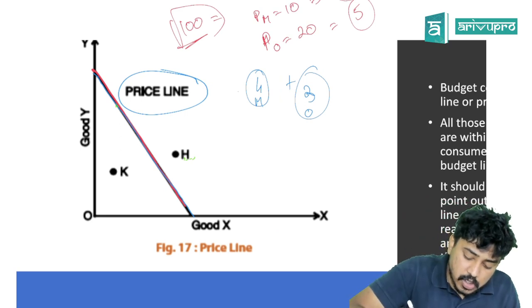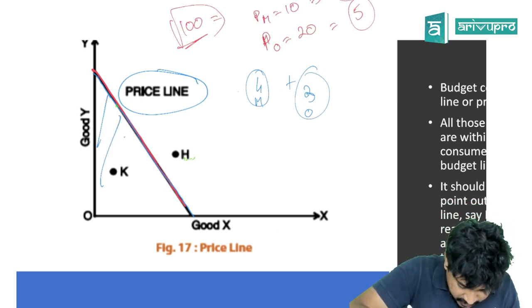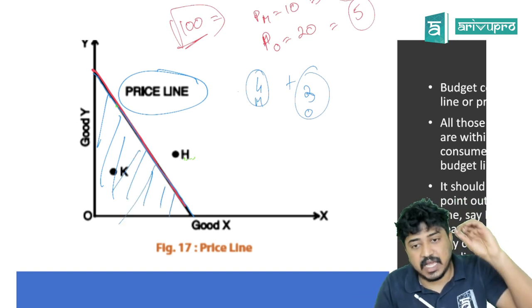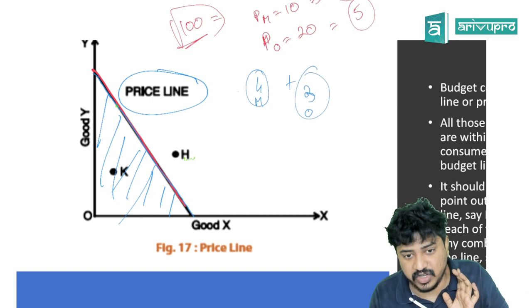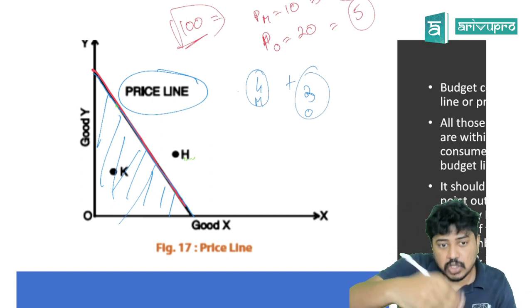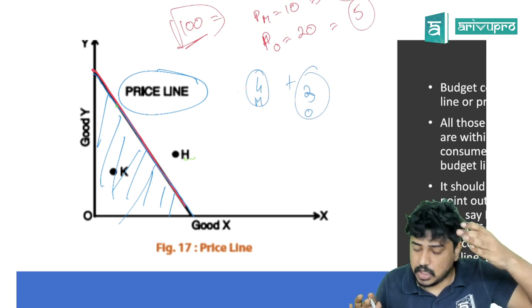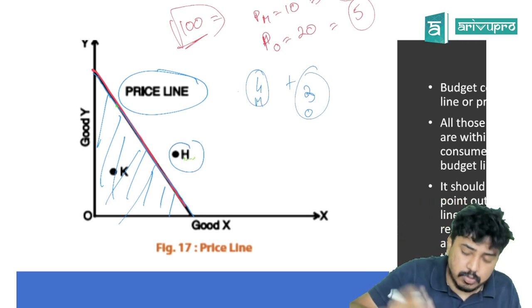Now, below my budget line, I can buy everything, all the combinations, right? I can buy any of these combinations below the budget line. But above the budget line, can I buy anything? No, I can't buy anything above the budget line. So H is beyond the budget.